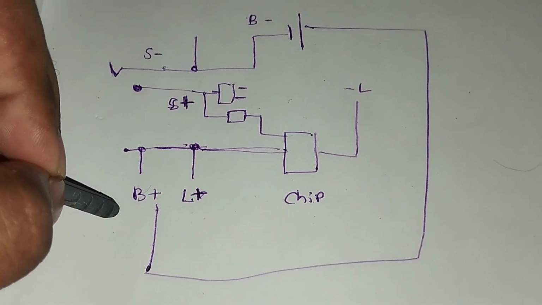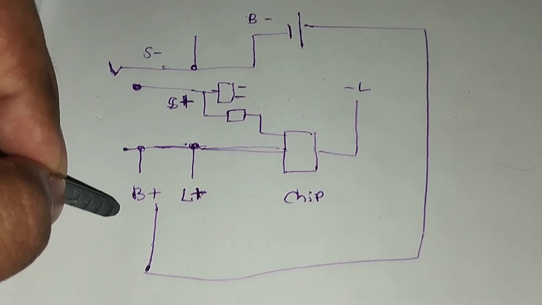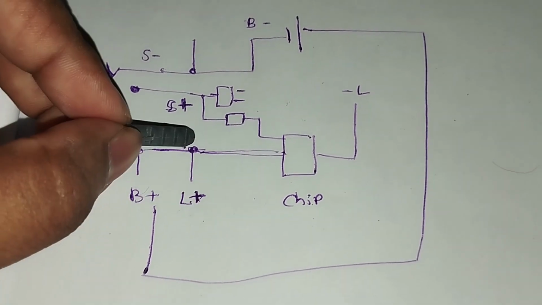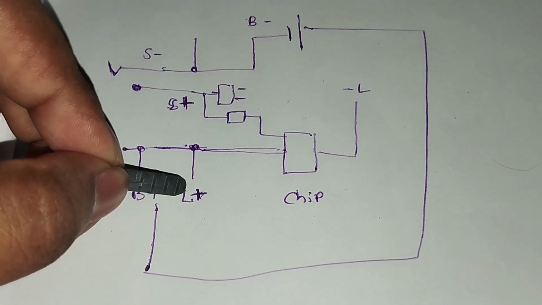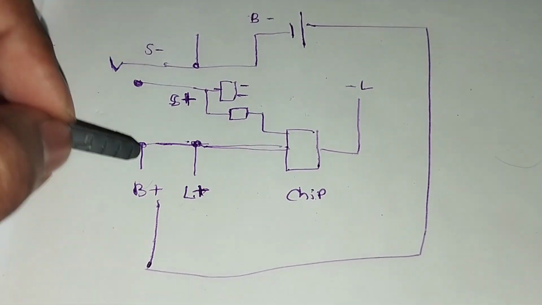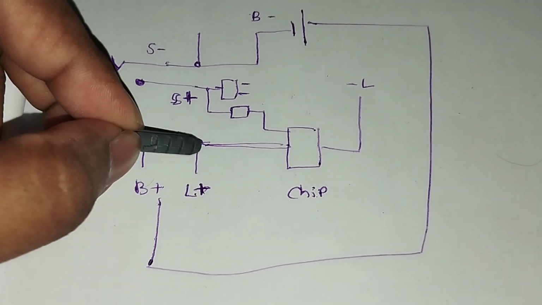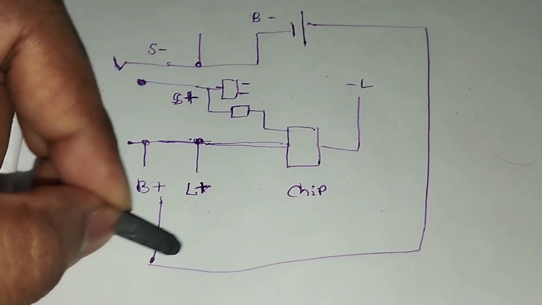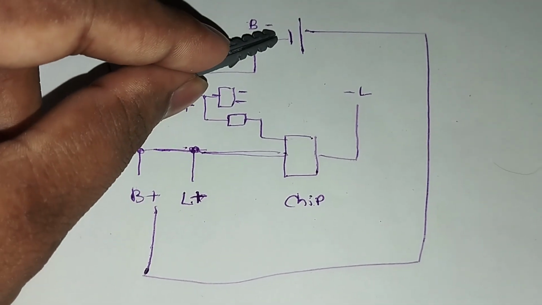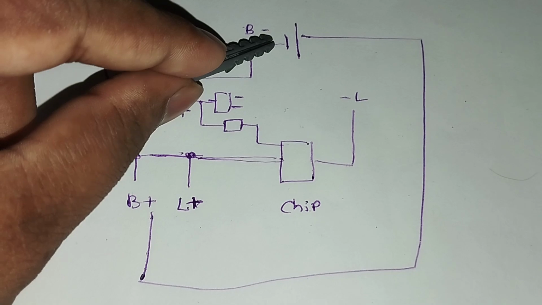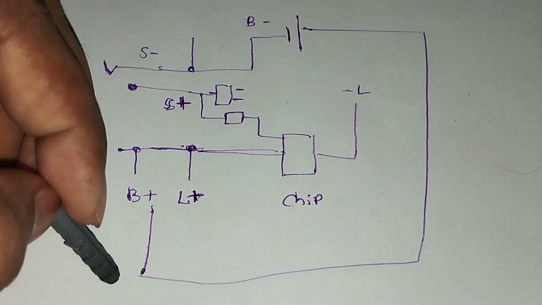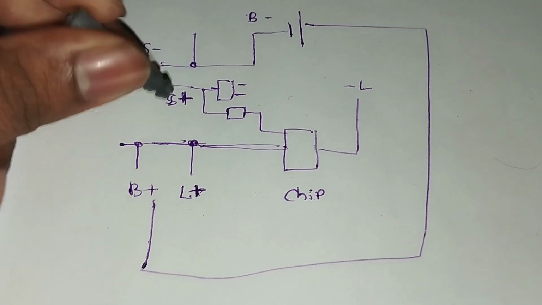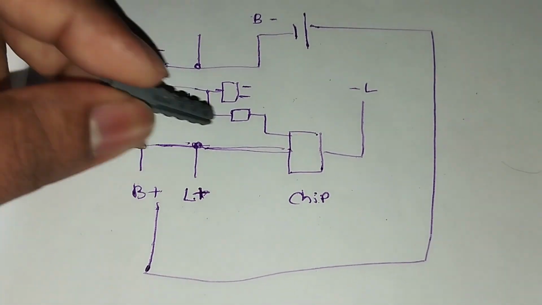You can see one special thing here. B plus and L plus are connected together because there is no switching from the battery. The battery positive goes directly to B plus, so the light plus is directly energized from the battery. Then you may wonder about battery monitoring, the battery management, discharge protection and charge protection. That's why the S plus means supply plus.